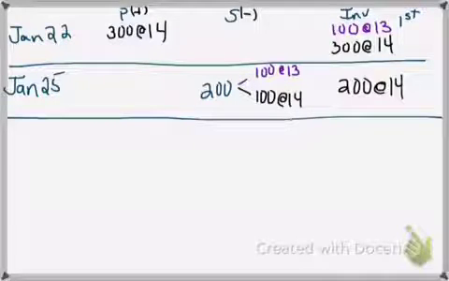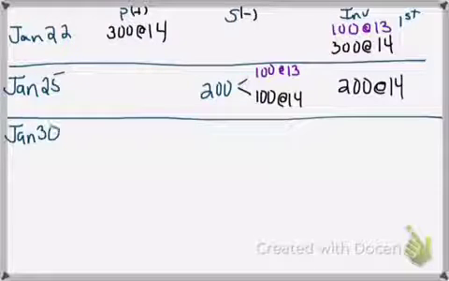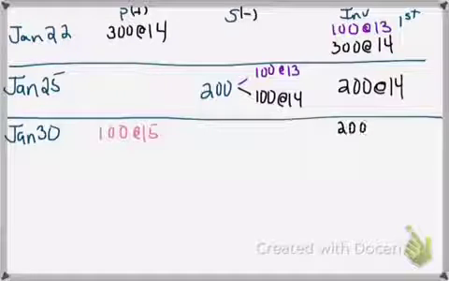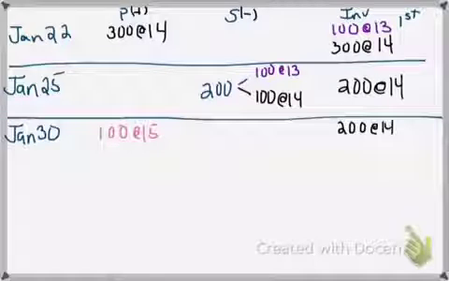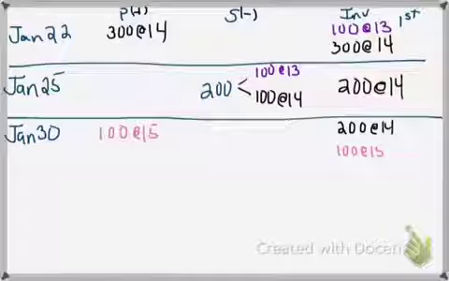And then I get to that last transaction on January the 30th. And for that very last transaction, what I'm going to be looking at here is a purchase. And I'm purchasing 100 units at 15. And so what I will have in this ending inventory is I will have 200 units at 14, and I will have 100 units at 15.